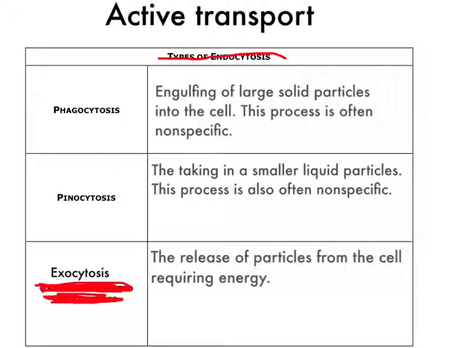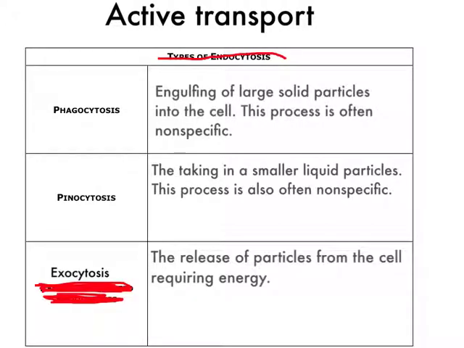And there's three types of active transport for Bio 11 that we're going to look at. Notice I skipped a couple pages in the AP Bio booklet. We'll go over those in class. So just copy these notes down and we'll go over the other ones in class. Phagocytosis is the engulfing of large solid particles into the cell. The process is nonspecific. In other words, it can take in a bunch of things. It doesn't matter what they are. Pinocytosis is the taking in of smaller liquid particles, and it's also nonspecific. And exocytosis is kind of the reverse of those two. It's the release of particles from the cell, and it requires energy.